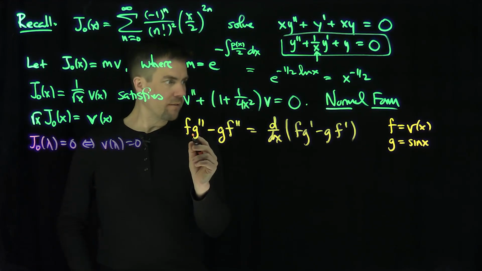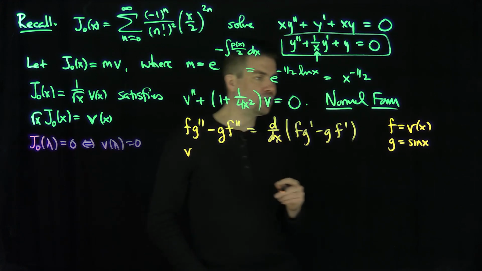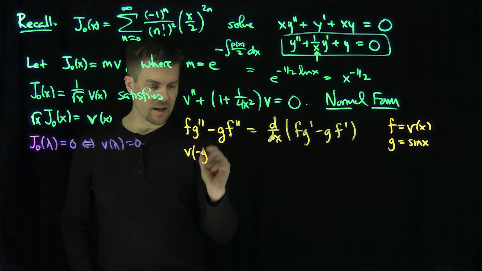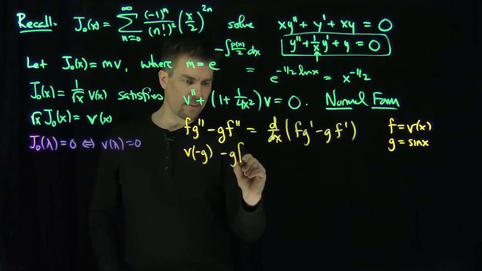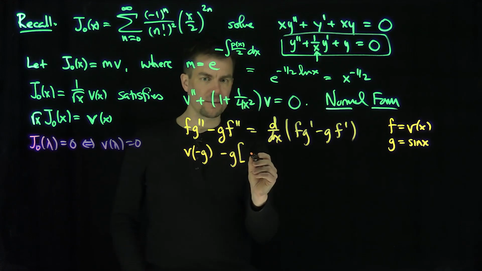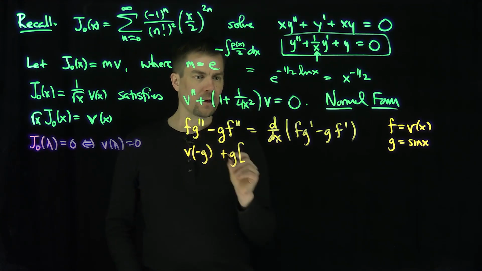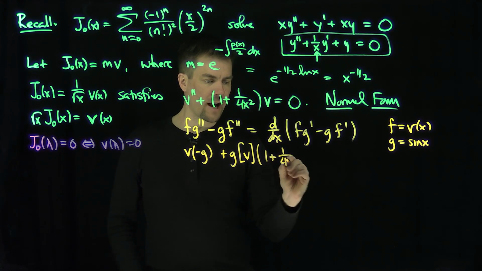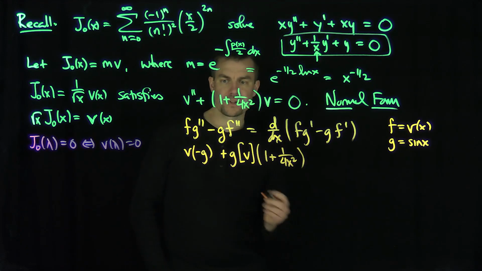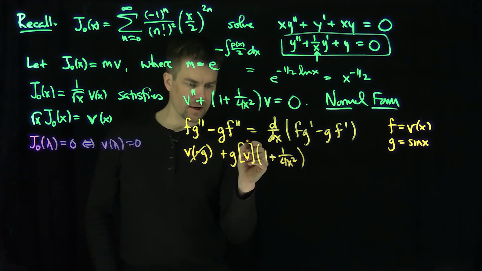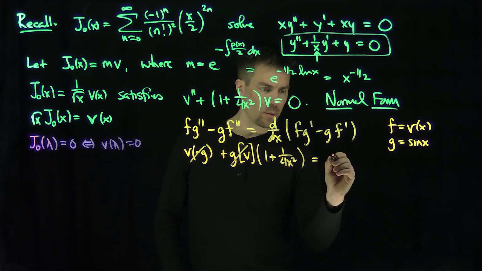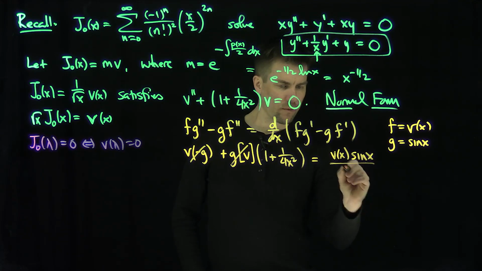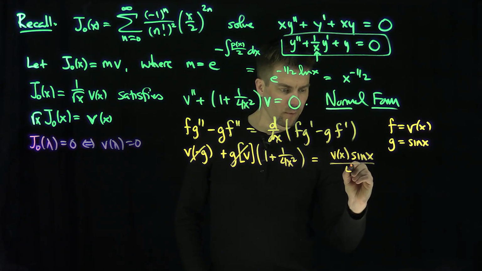What we'll have is f, which is my v, times g double prime. The second derivative of sine is negative sine, so that's v times negative g, and then a negative g times f double prime. So what's v double prime? V double prime is the negative, so it turns into a positive: negative of negative v times 1 plus 1 over 4x squared. Of course the v times g terms are going to cancel, and so the left-hand side is exactly equal to v of x times g of x, which is sine of x, over 4x squared.